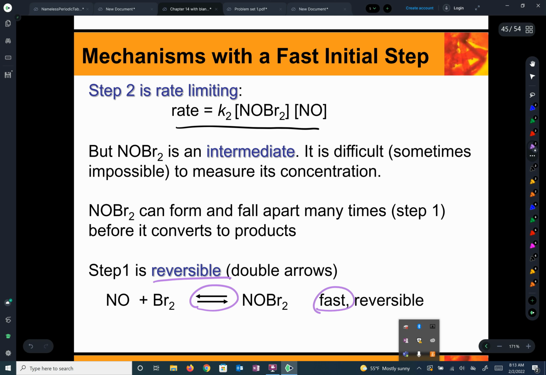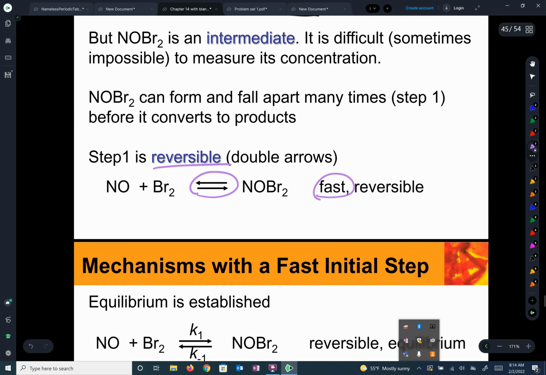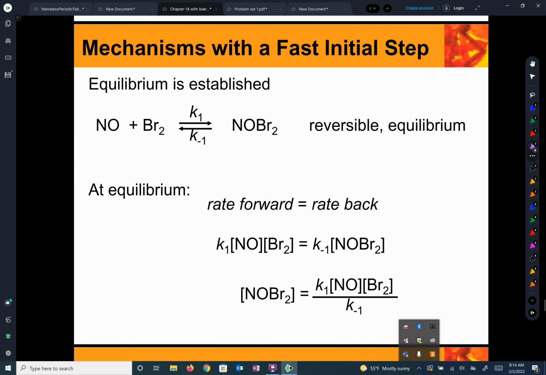The second thing to pay attention to is that this is fast, and this is going to be important also. So a couple of things here. Now, we're going to have to use this fast reversible step to be able to rewrite our rate limiting reaction there.